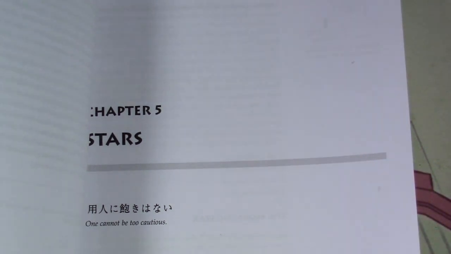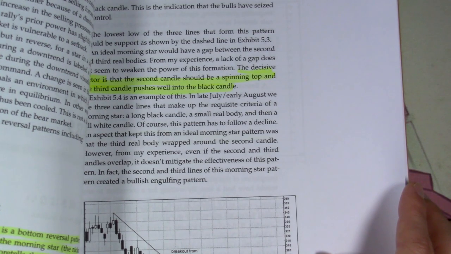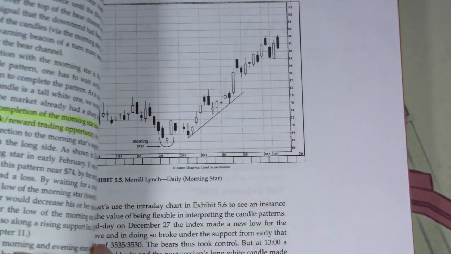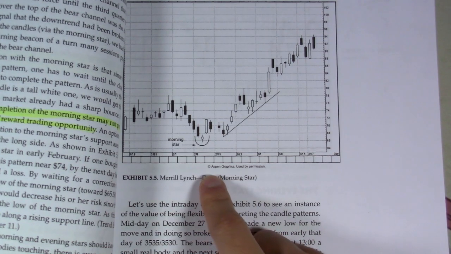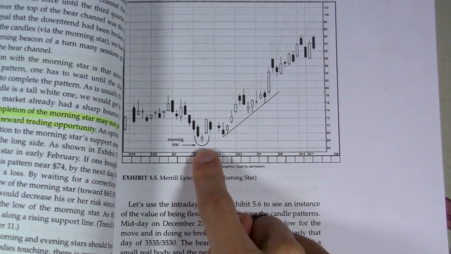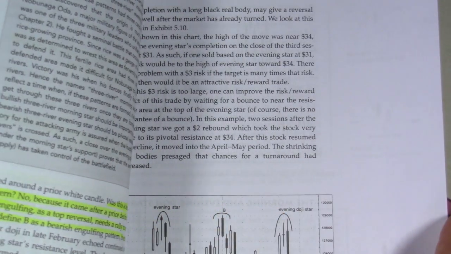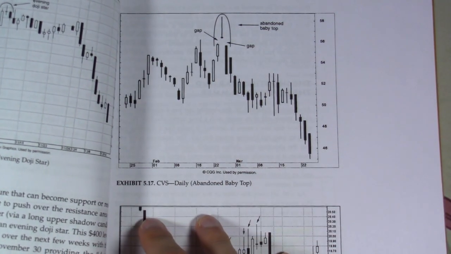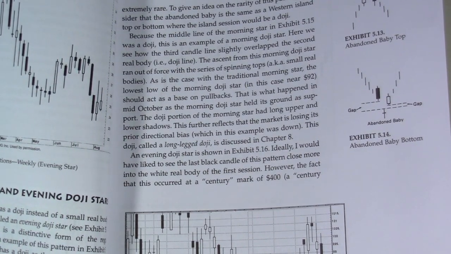Let's go to some other stuff. The stars, how important are the stars? I don't think I look at the stars too much, only the ones with very big wicks, but I think it's more like a hammerhead. Like this morning star thing, if I see that candle at the bottom of a trend, it doesn't really do anything for me, you know? Oh, here we go, this is probably the morning and evening doji stars.